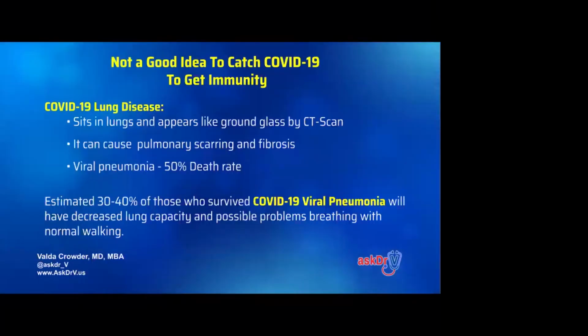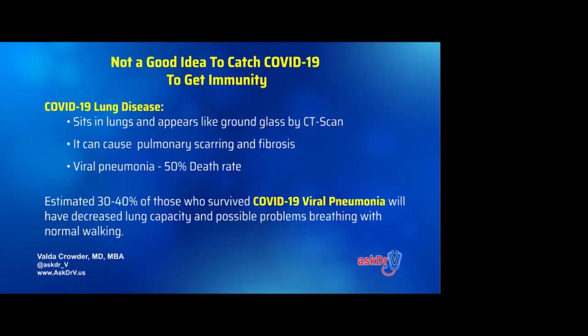Now, some people have thought, well, why don't I just catch COVID-19 and get immunity? Well, that's not a good idea. COVID sits in the lungs and it appears like ground glass by CAT scan. It causes pulmonary scarring and pulmonary fibrosis. Those people who have the viral pneumonia, there's a 50% death rate. That's all of the people that are on ventilators and they're having problems breathing on ventilators.